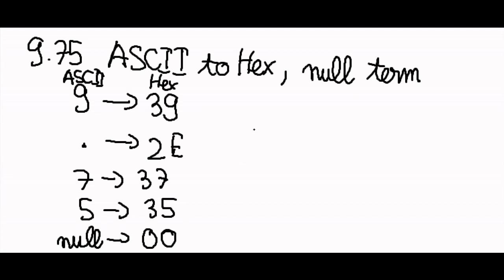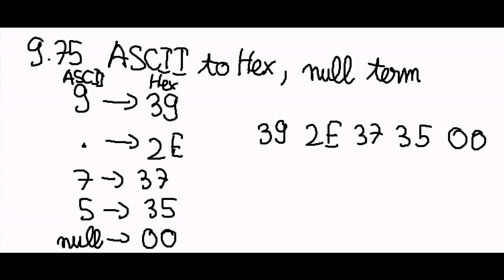So we got 39, 2e, 37, 35, and 0, 0. And that is our answer for the first exercise, by converting ASCII to hexadecimal of the string 9.75.